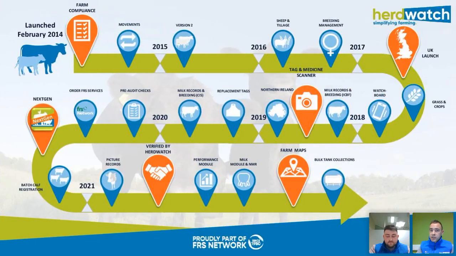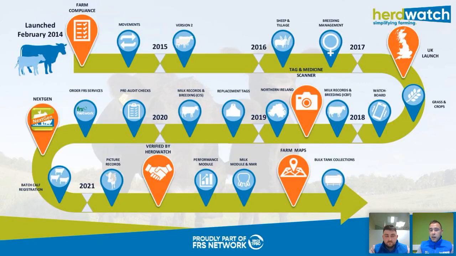As I said a couple of seconds ago, we launched in 2014, and since then we've continued to engage and listen to our members and farmers using the app to help us decide what's the next benefit that we can get in there for you. So you can see our roadmap and where we've come from since we started in 2014. We launched in the UK in early 2017.